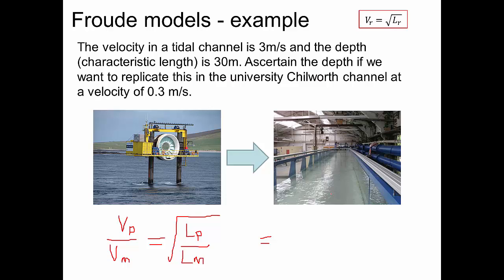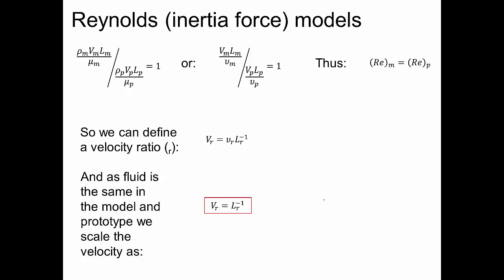So the length in this channel here, so the flow depth is going to be 0.3 meters. Okay, at 0.3 meters depth and 0.3 meters per second will give us the same flow conditions as this channel, which is 30 meters deep, running at 3 meters per second. Okay, so I can scale the type of flow down.